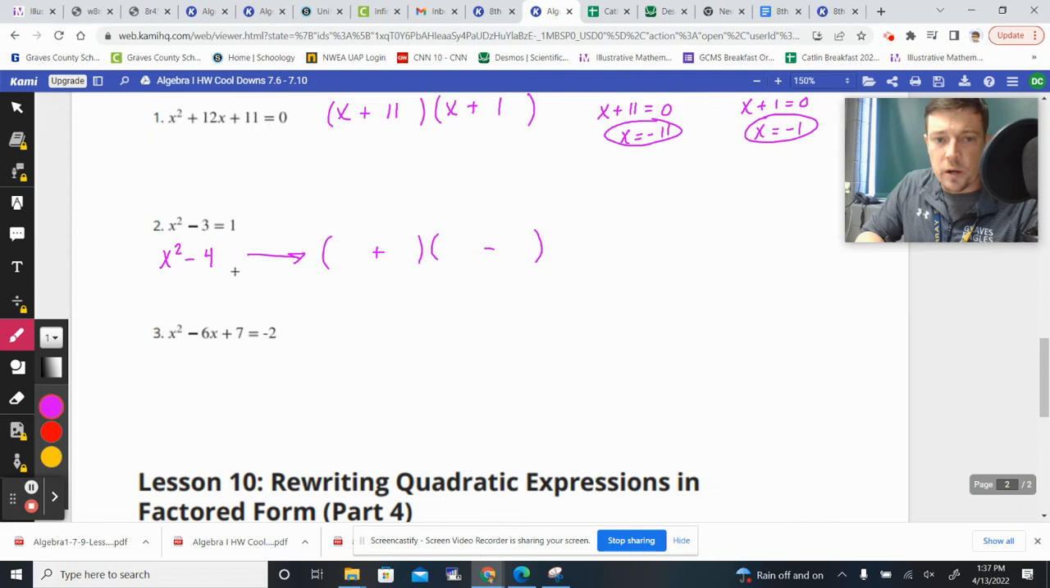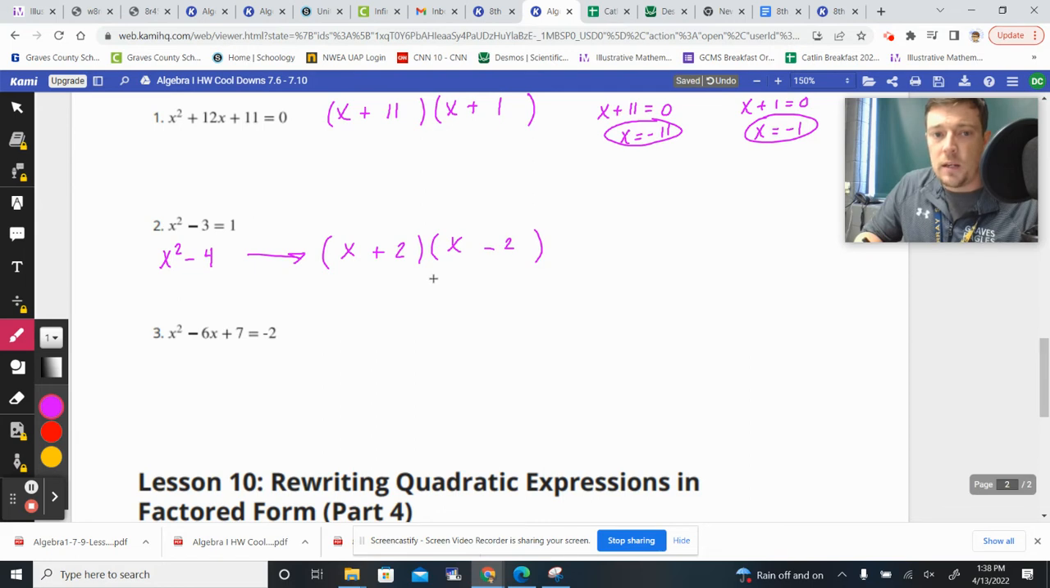Whenever there's a difference of squares, you're going to have a plus minus mixture in your factors, and your factors are just going to be these two numbers' square roots. So the square root of x squared is x, and the square root of 4 is 2. So this is my factored version of this.